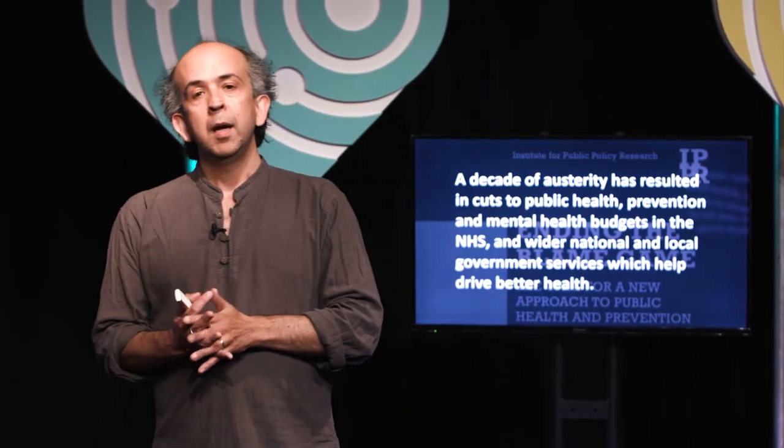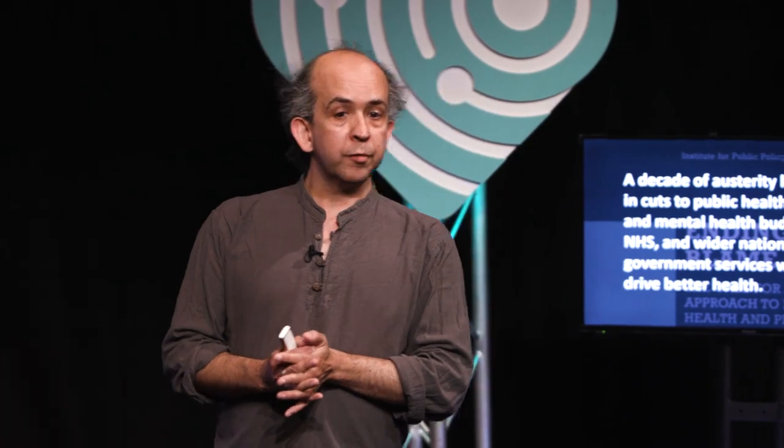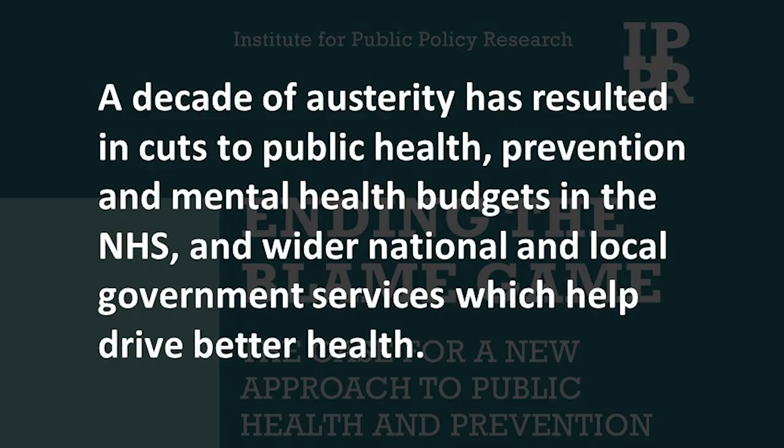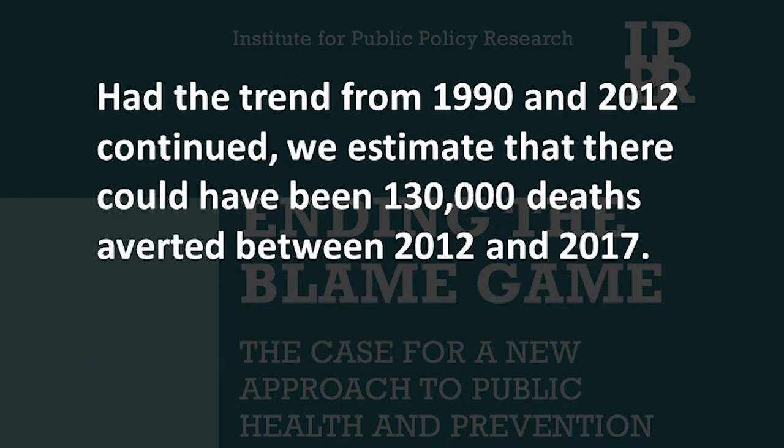had the trends of the previous decades continued, things would have been very different. As they observed, a decade of austerity has resulted in cuts to public health and prevention and mental health budgets in the NHS. They estimate that between 2012 and 2017, there would have been 130,000 fewer deaths had austerity economics not been implemented in the UK, as a result, ultimately, of a spreadsheet error.